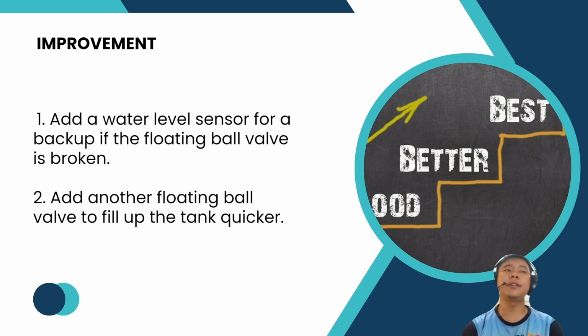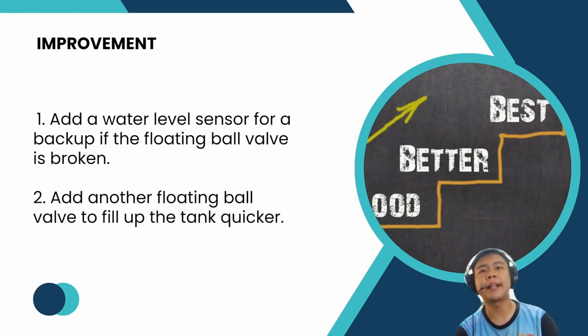There are improvements for this device, such as adding a water level sensor as a backup if the floating ball is broken, so we can prevent water waste. Another thing is we should add another floating ball valve to fill up the tank quicker. It will be more efficient than one output, so we can improve the flow rate of water flowing into our tank.